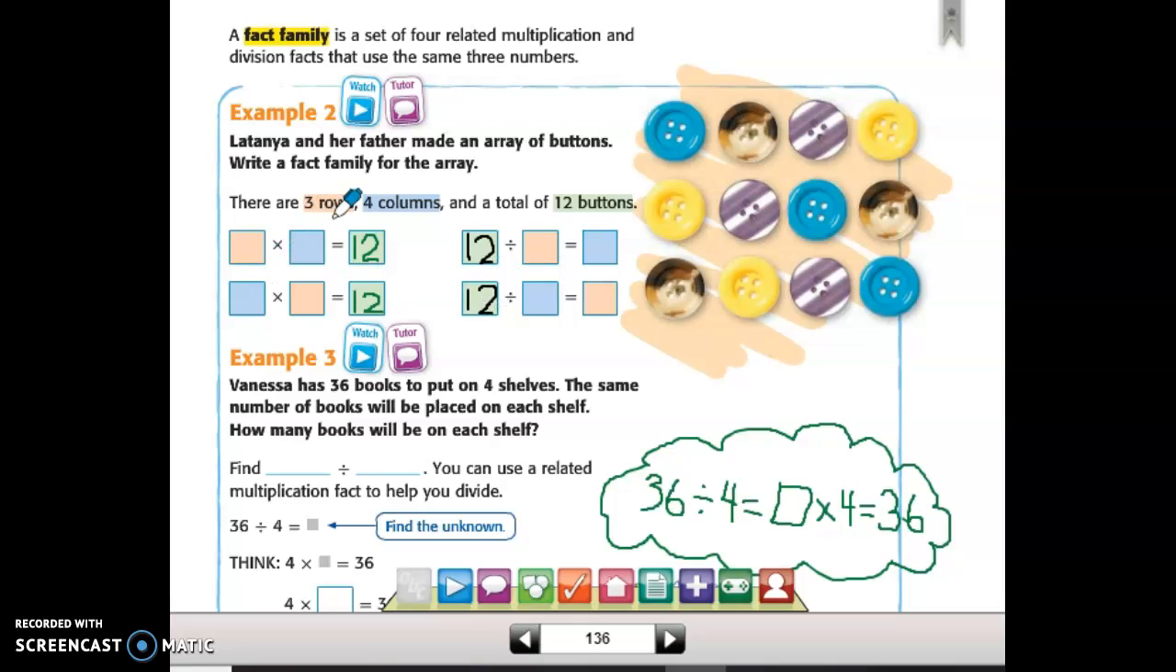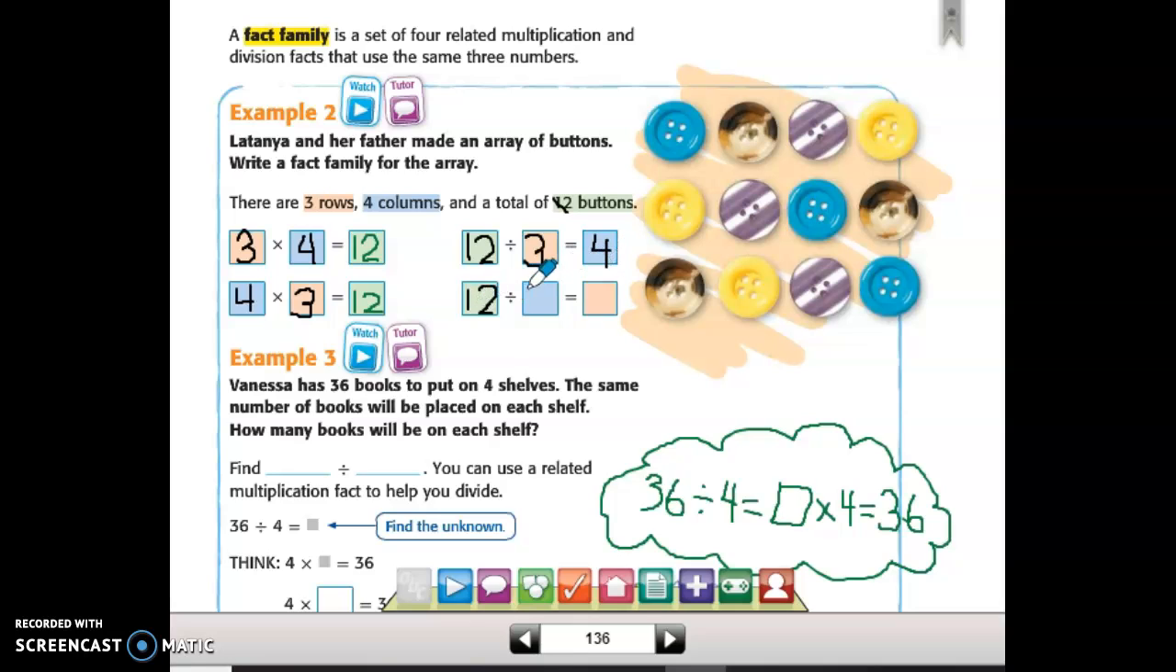Okay, so now I have my 12. I'm done with that. Now I have 3 and 4. So in order to make two different multiplication equations, oh look, it even shows me the color. Look at that. 3 times 4 will give me 12. And because of the commutative property of multiplication, 4 times 3 will also get me 12. And the colors match. So nice. Now, division, 12 divided by 3 is going to get me 4.